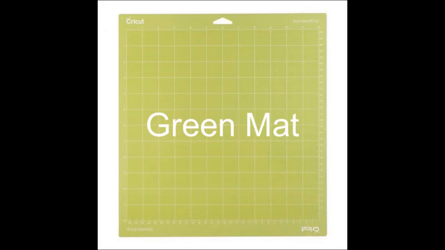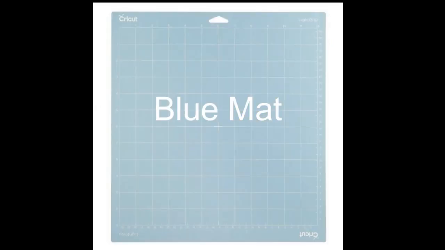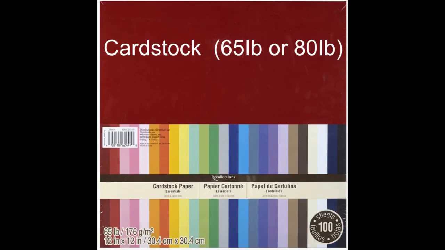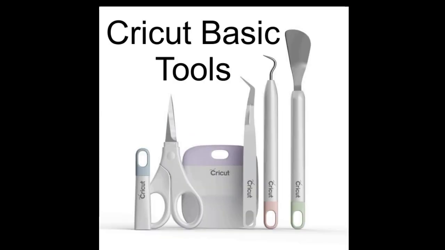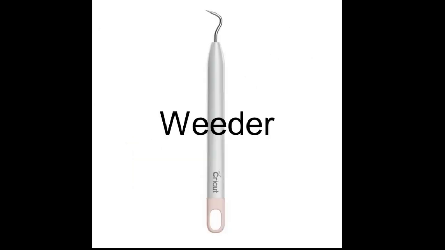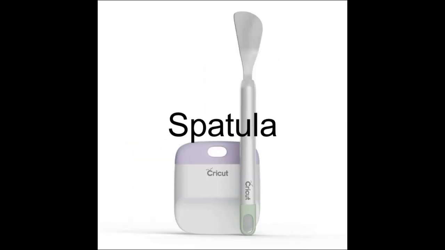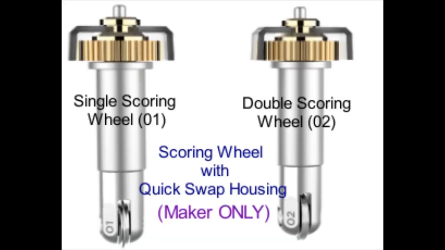All right, so what material do we need? A good green sticky mat or blue mat, cardstock, 65 or 80 pounds, True Control, Cricut Basic Tool, which we need from it, the weeder, the spatula, and also we need the scoring wheel.